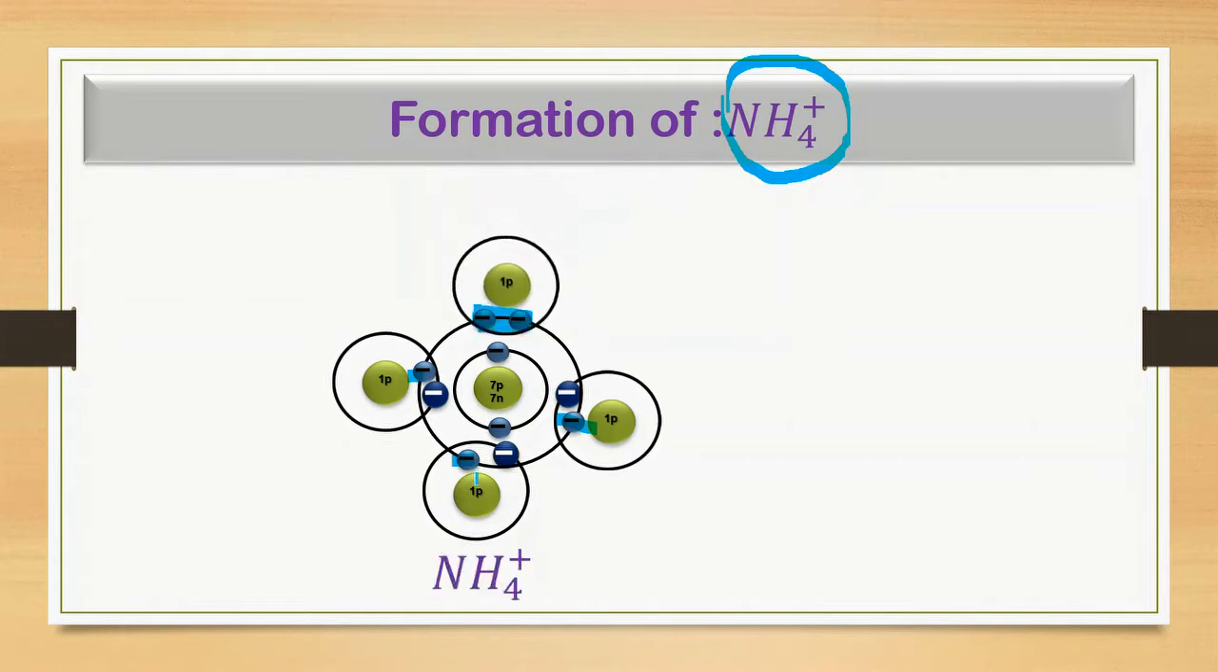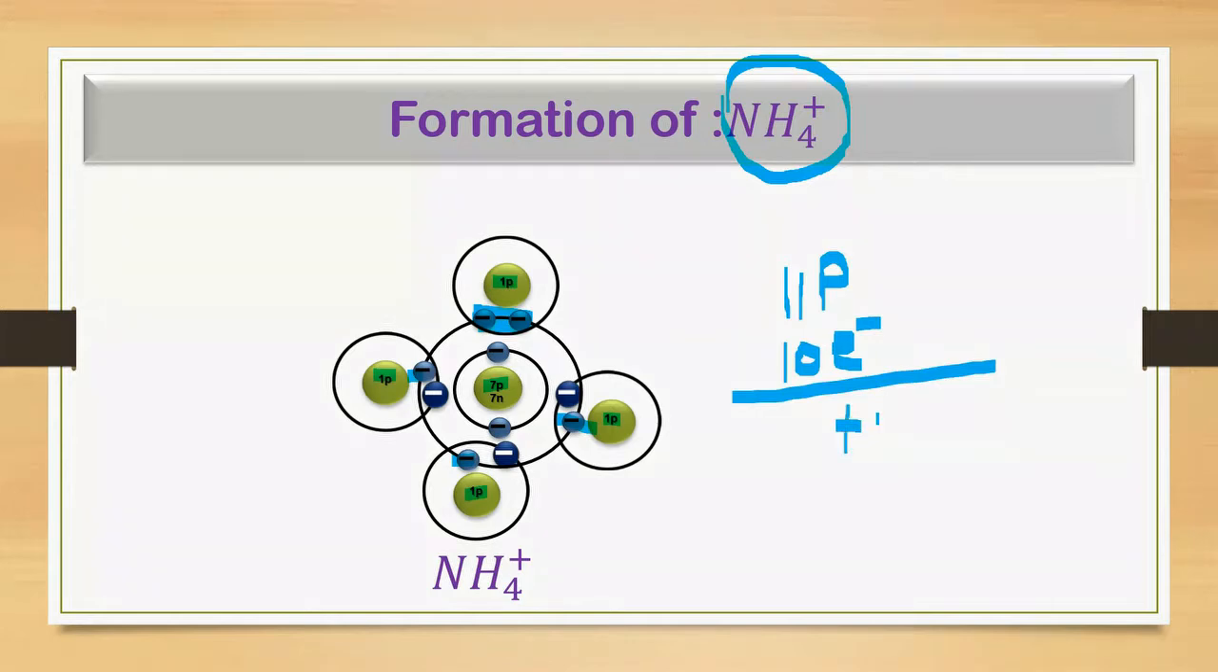The number of total protons is 7, 8, 9, 10 and 11. So the number of protons is 11 but the number of electrons is 10. That's why the charge is plus 1.